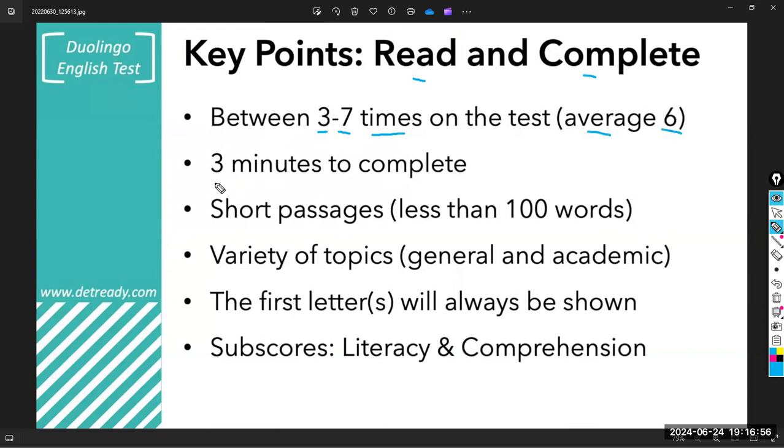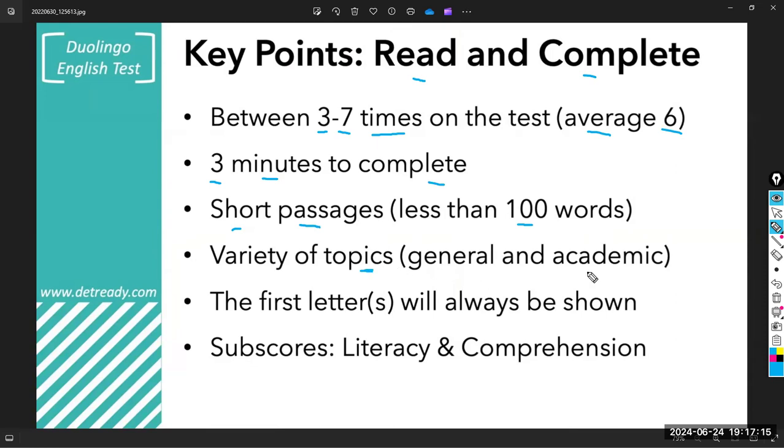This is number one. Number two, you have 3 minutes to complete the task. The passages that are going to be shown are less than 100 words. These are paragraphs. Okay? Now, what about the texts, the prompts, or the topics?